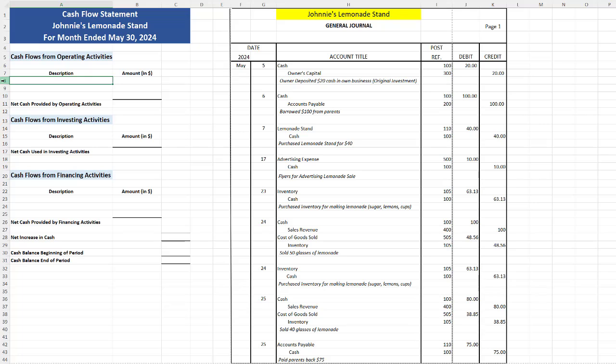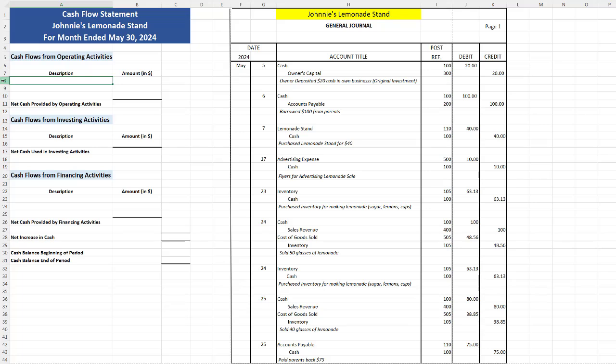The last statement we need to create is the cash flow statement. This statement shows the cash inflows and outflows from operating, investing, and financing activities over a specific period. The general journal is required for this, so I have placed it next to it. What we need to do is go through the general journal looking for all transactions where cash was increased or decreased through our operations. Sales is part of operations.